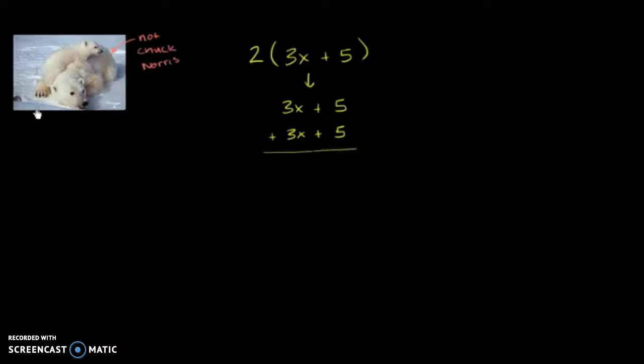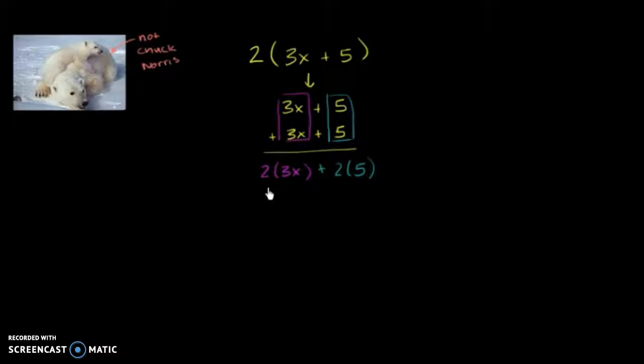Well, this is the same thing as, if we just look at it right over here, we have now two 3x's. So we could write it as 2 times 3x, plus we have 2 5s. So plus 2 times 5.